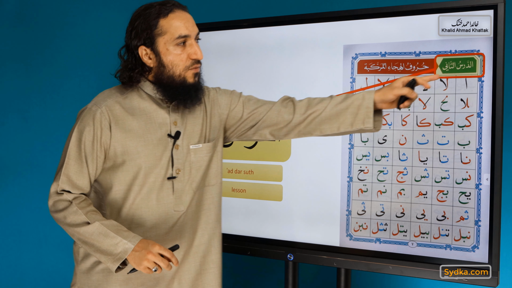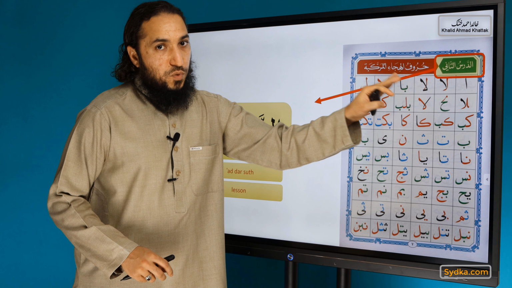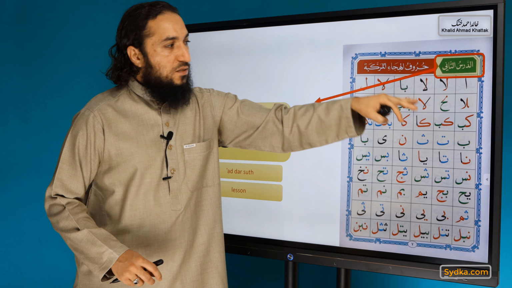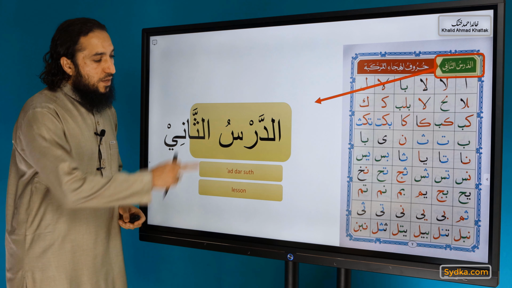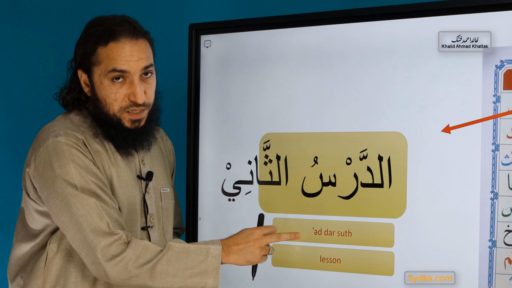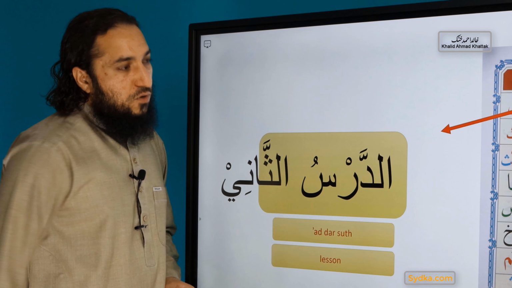What we're going to do is the first line, we will just read through it. We are not going to explain word by word because it's going to be too advanced at this level. And then we will explain the second and the third line. So that's the Arabic, and this one is the transliteration and that's the meaning. So I will follow this pattern in the following slides.